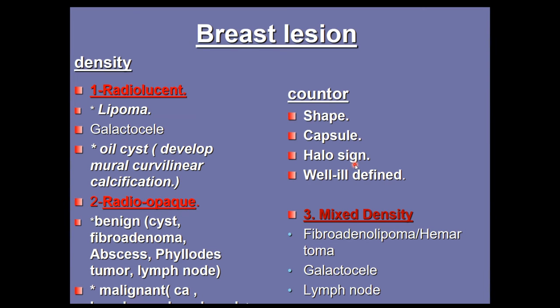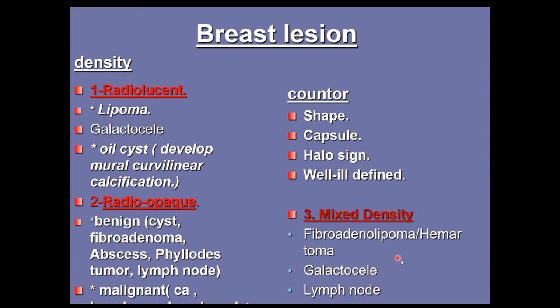Surrounding a benign mass, there is a vacuum between the normal tissue and the benign tumor tissue. There is a gap. That gap is represented by a radiolucent line that is called the halo sign, and this is indicative of a benign growth, a benign mass. We can also describe whether the mass is well defined or ill defined. So this is about the radiopaque mass.